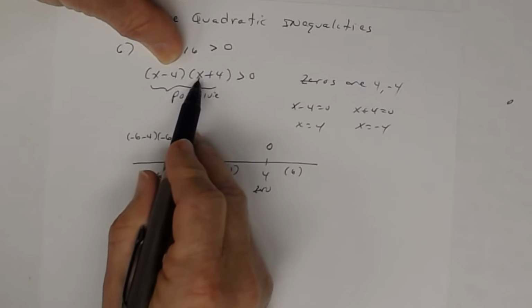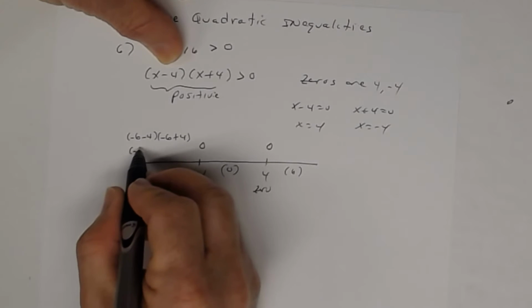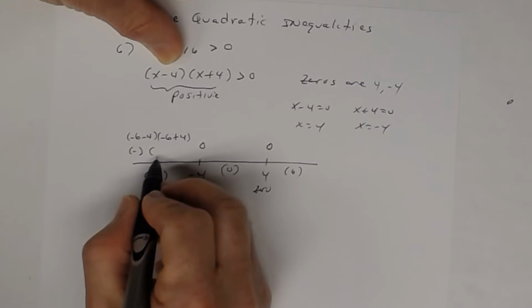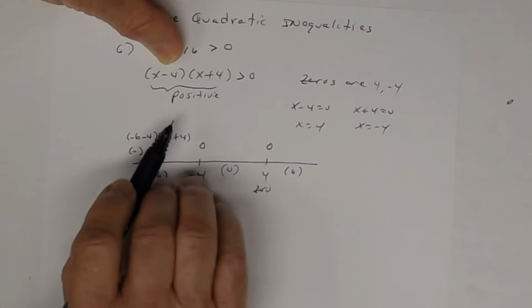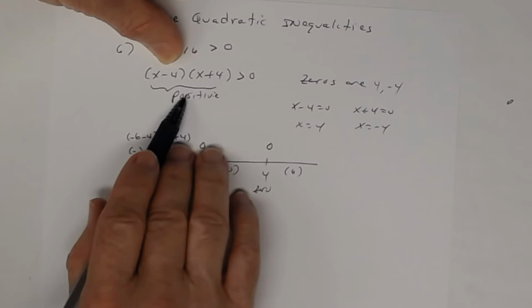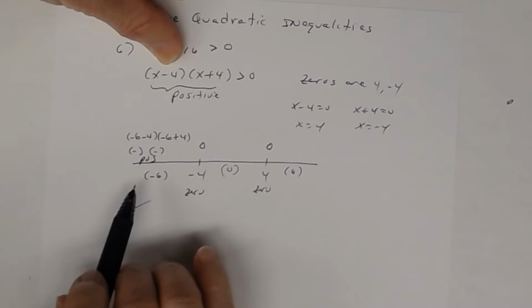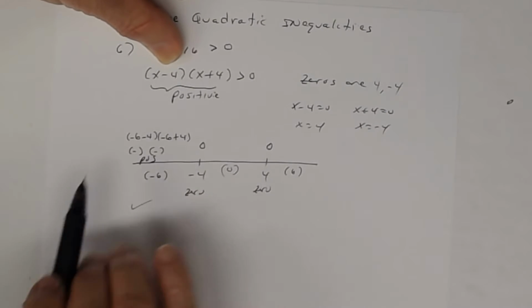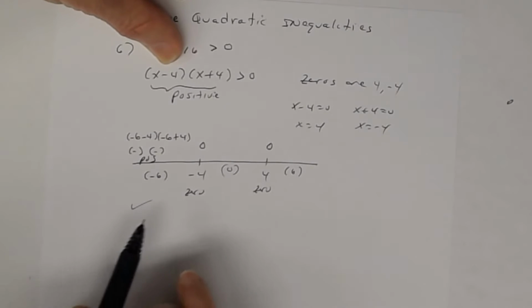Negative 6 minus 4, negative 6 plus 4. Negative 6 and a negative 4 is negative 10. Negative 6 plus 4 is negative 2. A negative times a negative is a positive. Is this interval going to be a solution? Yes, because I want the positive intervals, the intervals in which the values of x will make this product positive.